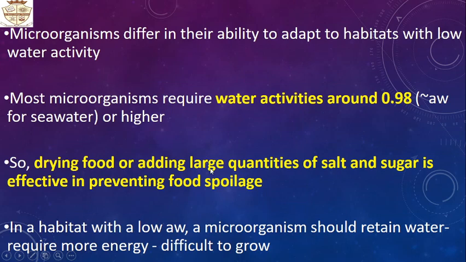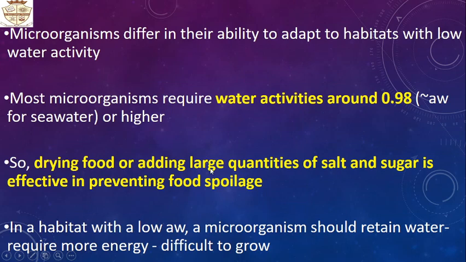Also, drying of a food particle removes the moisture present. Water available is less now. Microorganisms cannot cause spoilage. So this is the mechanism of food preservation using drying, or by pickling, making jams, jellies, etc. Most microorganisms require water activities around 0.98 or higher. Lower than that, they find it difficult to grow. In a habitat with low water activity, what happens actually? Water available is less. So if a microorganism is placed in such a habitat, water will move from their cell to the environment, and they must spend more energy to retain that water, and it becomes difficult to grow. First of all, they don't have water available, and above that, whatever water is there in the cell also goes to the environment.